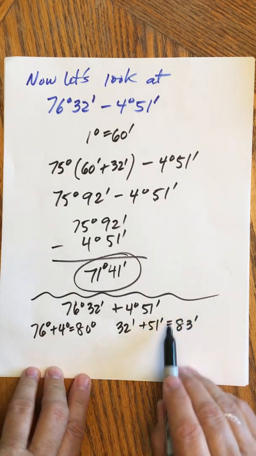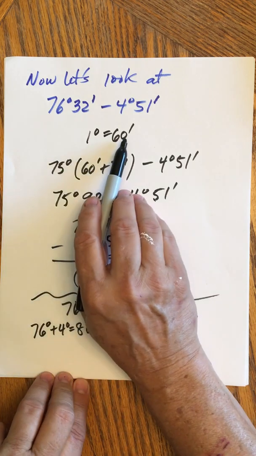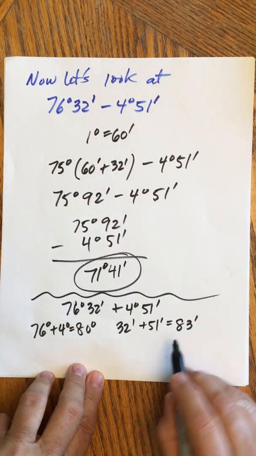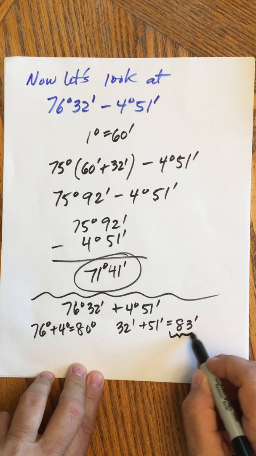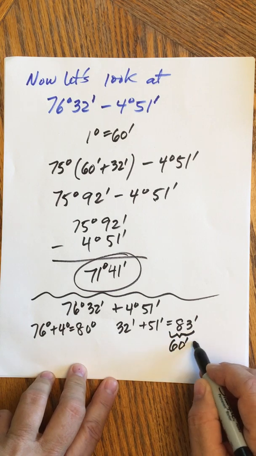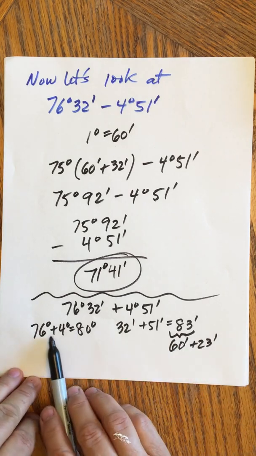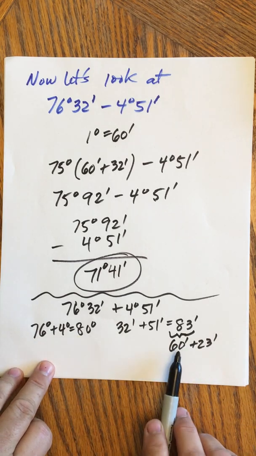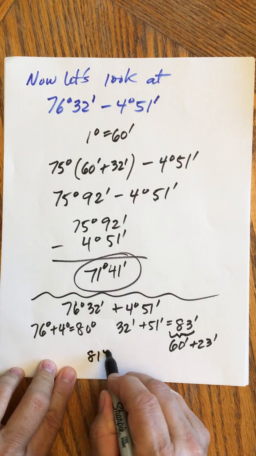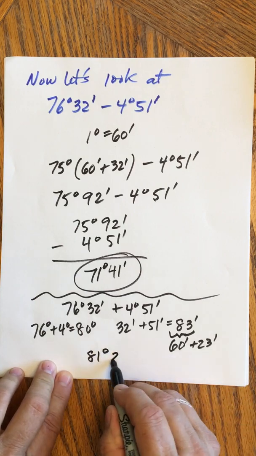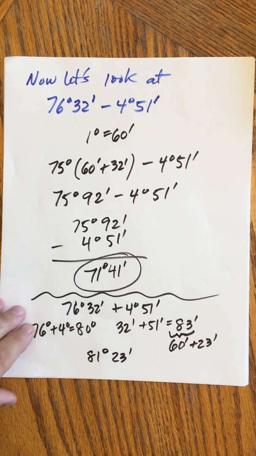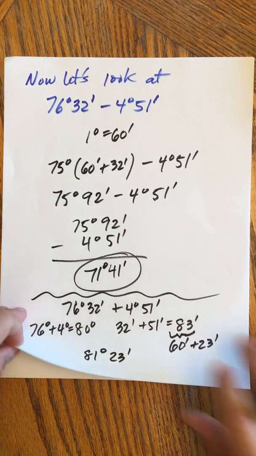And remember that out of this 83 minutes, we know that 60 of them is a degree. So for this part right here, what you really have is 60 minutes plus another 23 minutes. And this 60 minutes is 1 degree. So what's going to happen is we have 80 degrees plus another degree. You're going to have 81 degrees, and then this leftover 23 minutes. Okay? So I just wanted to make sure we looked at that.